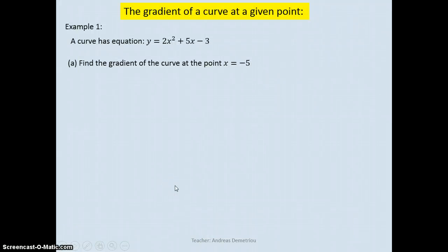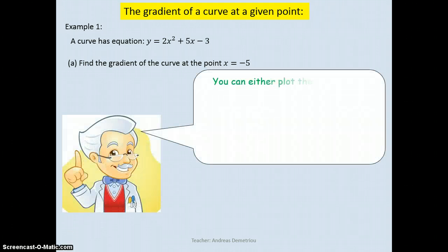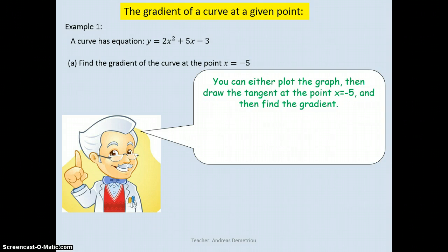Example 1, given a curve that has equation y is equal to 2x squared plus 5x minus 3, and we need to find its gradient at the point x equal to minus 5. One way to do that is to draw the curve and then plot the tangent at the point x equal to minus 5 and find the gradient of the tangent by doing height over base. Or, a more advanced method is to use differentiation.